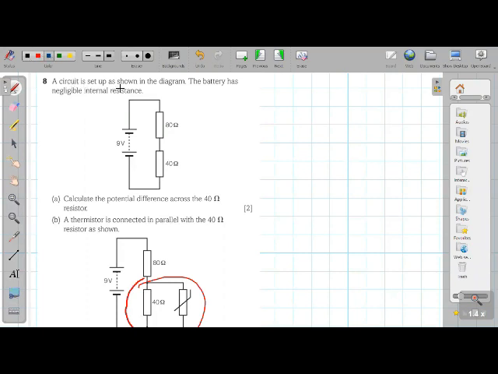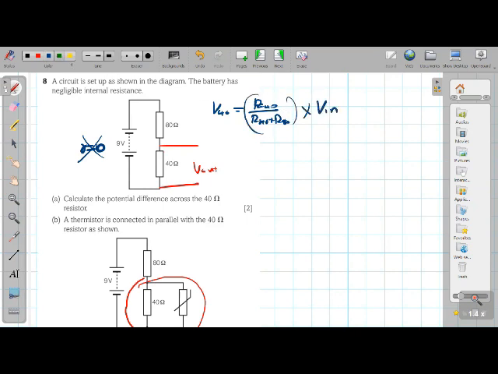Okay. A circuit is set up as shown in the diagram. The battery has a negligible internal resistance, that means you don't need to consider it, and a 9-volt supply, with 80 and 40. Calculate the potential across this one. It's like V out now, the same as the previous potential divider. V40 equals R40 over R40 plus R80 times what?